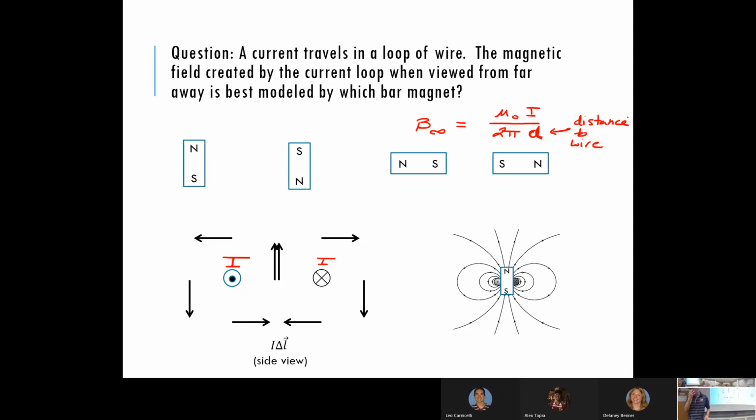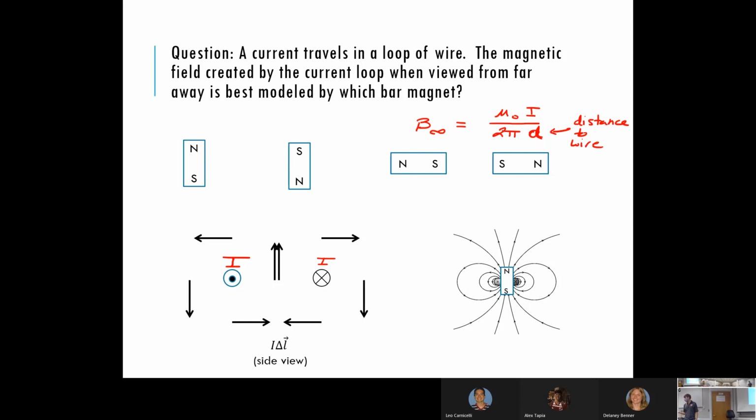And again, mu naught is the permeability of free space. I is the current carried by the wire. Now that's one object that I'll just give you the equation for. If you get really interested, we could probably derive it, but I would have to do it numerically.